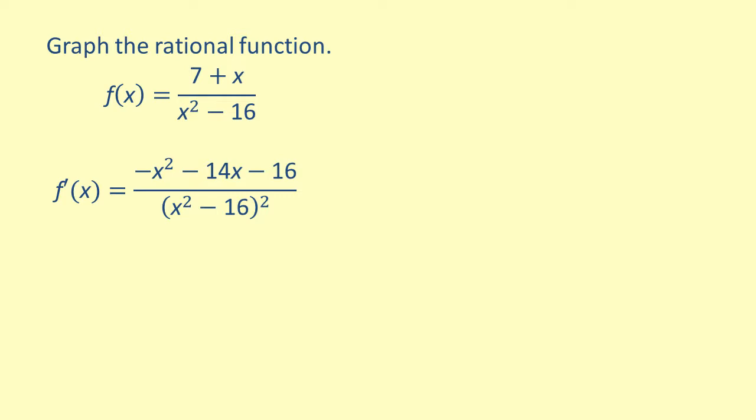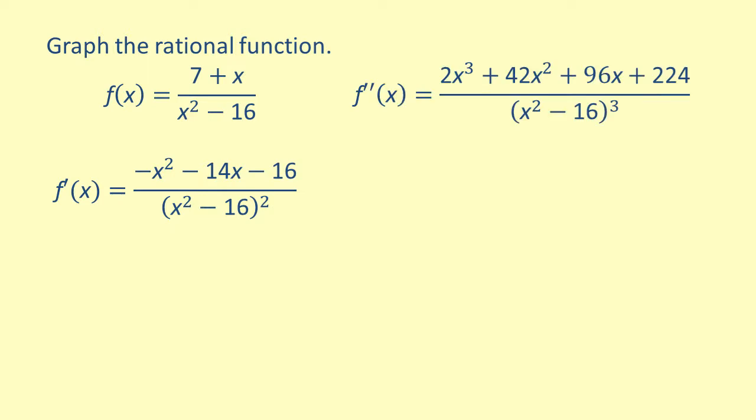We've now come to the last step before graphing, which is to take the second derivative to determine where f is concave up and concave down. If we take the second derivative, we get this equation, which is f double prime of x is equal to 2x cubed plus 42x squared plus 96x plus 224 all over the quantity x squared minus 16 cubed. To do this, we need to find the zeros of the numerator and find where f double prime is undefined.